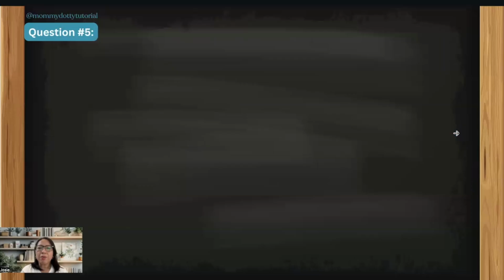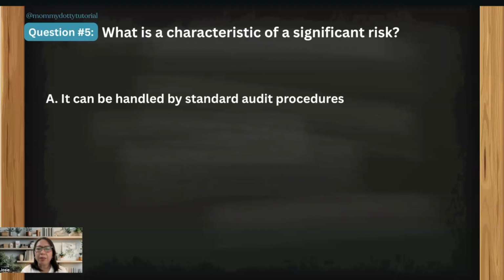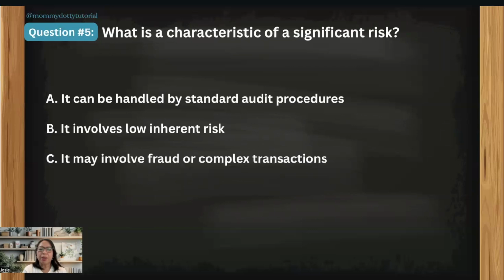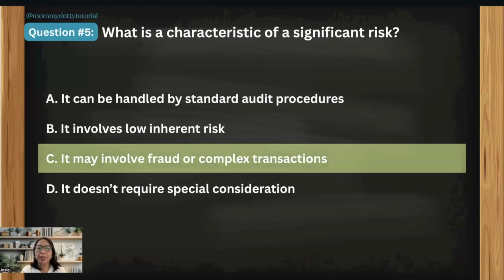All right, question number 5. What is a characteristic of a significant risk? A, it can be handled by standard audit procedure. B, it involves low inherent risk. C, it may involve fraud or complex transactions. And letter D, it doesn't require special consideration. All right, you may pause this video to think. The correct answer is letter C, it may involve fraud or complex transactions.